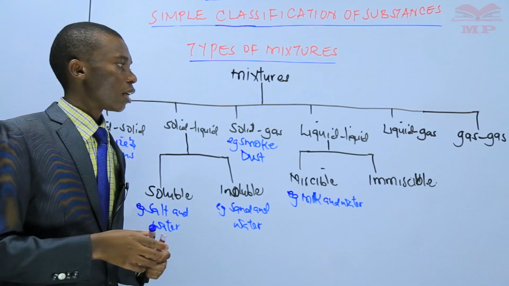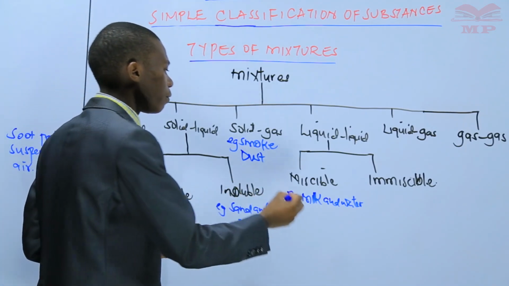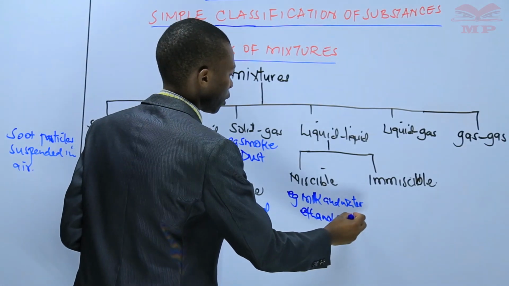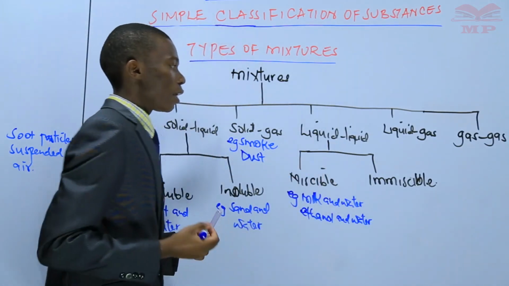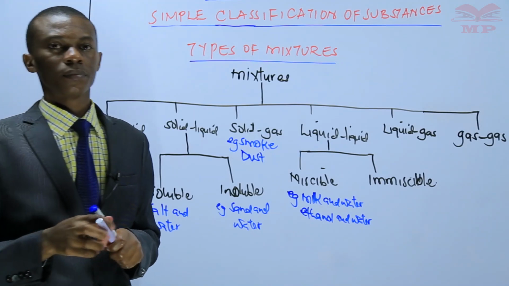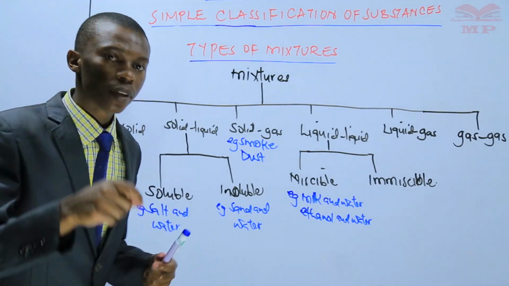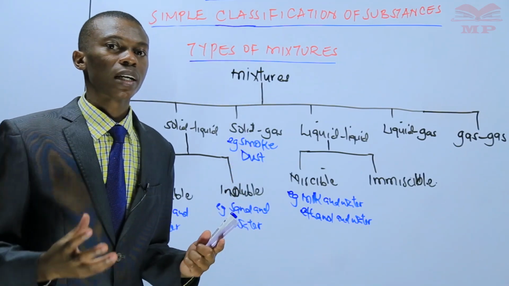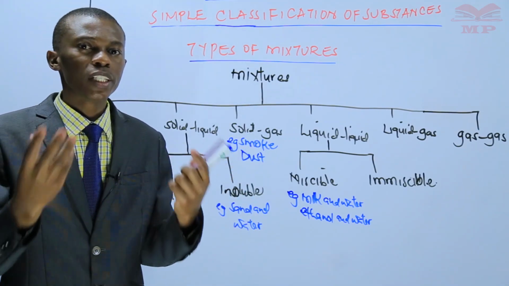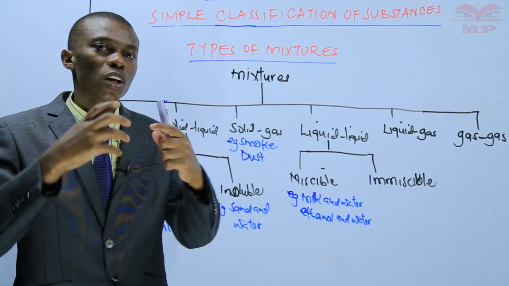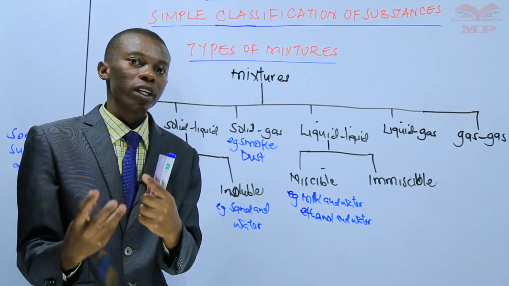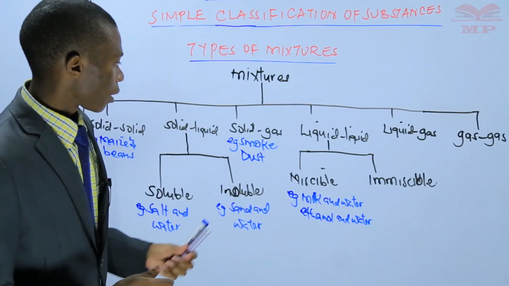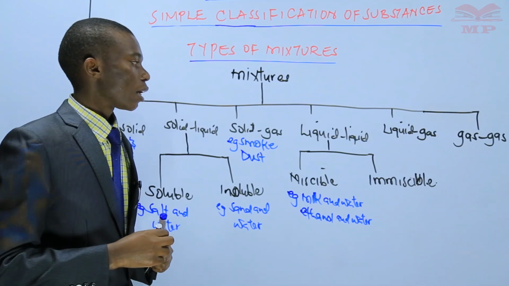Another example, you can have ethanol and water. When you put a little ethanol in water, it mixes with water, leading to formation of a homogeneous solution. Homogeneous solution just means one solution. You cannot identify which is ethanol and which is water. Therefore, those are the examples.